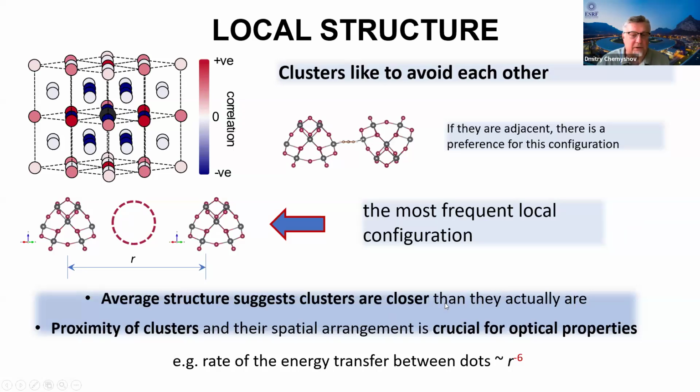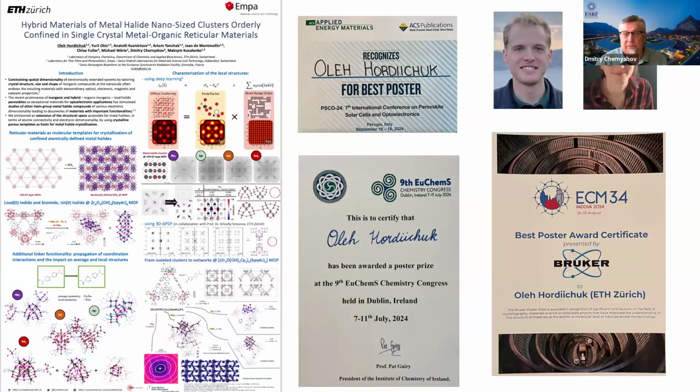In the average structure, they appear closer to each other than they actually are. This is quite important because proximity of clusters and their arrangement is crucial for optical properties of these arrays. There are many properties which have a very strong dependence on the separation and also on the medium between them. So this work is very, very fresh. It is not yet published, but it has already been presented at quite a few conferences. I show them here. You see that they have already got three prizes, and we are now waiting for the first papers.